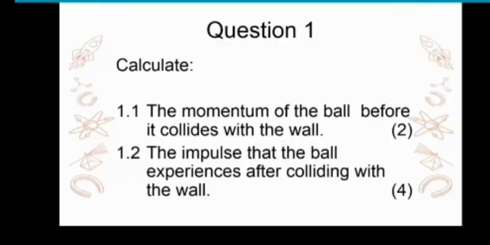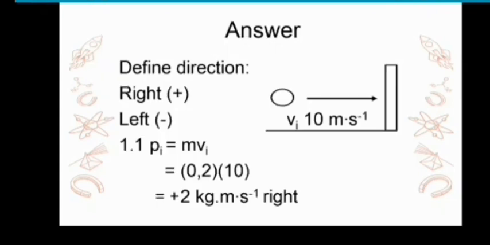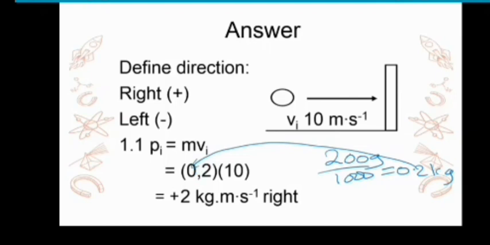Welcome back. Let's check if you got the answers right. The first question was to calculate the momentum of the ball before it collides with the wall. Remember, the mass of the object was 200 grams, not in kilograms, and then the initial velocity was 10 meters per second. So if we look into the answer, the first thing we convert: we divide our 200 grams by 1,000. That gives us 0.2 kilograms.